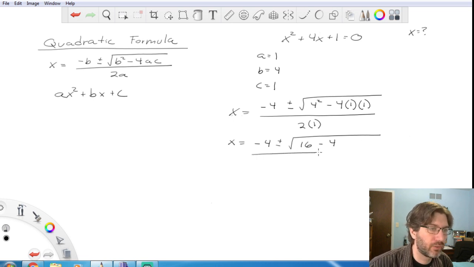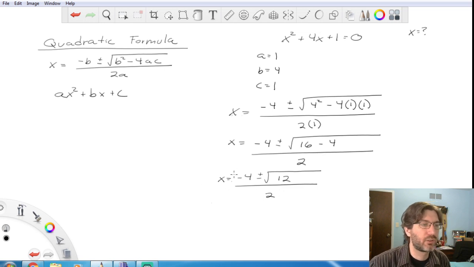And we're going to divide all of that by 2 times 1, which is just 2. I can continue reducing underneath the radical here. Hope my face isn't in the way. No, I got some room. I'm going to continue reducing underneath the radical here. So I'm going to get x equals -4 plus or minus the square root, and then 16 minus 4 I can do, which is going to be 12, all divided by 2.